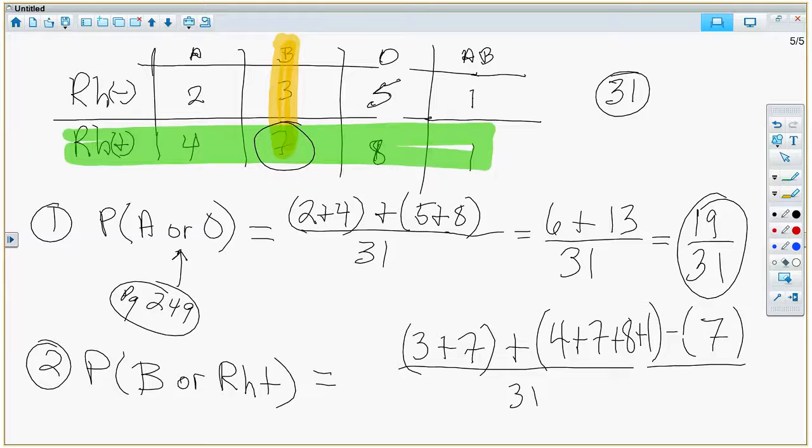The overlap of the blue and the yellow and the green. And 3 plus 7, and I'll highlight that. Hold on. Let's see, highlight the green here.